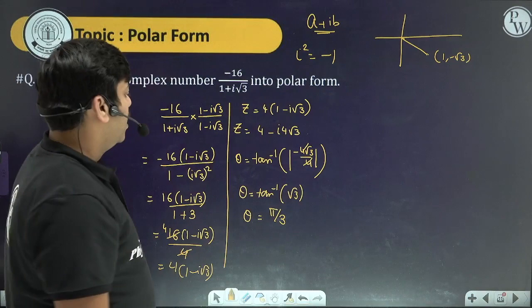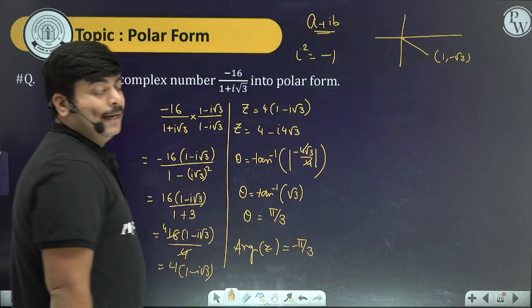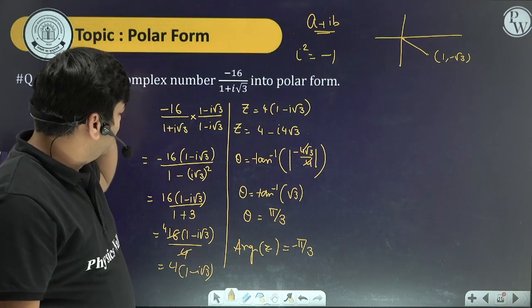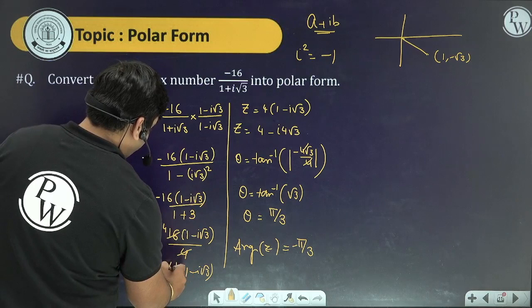So the argument of z is equal to minus theta, so minus pi by 3. Understand this. Did we miss anything? I think we missed this negative somewhere, right? Till here the negative is there, I forgot it from the next step. I'm so sorry. So the negative will come here, right? So this will be a point.